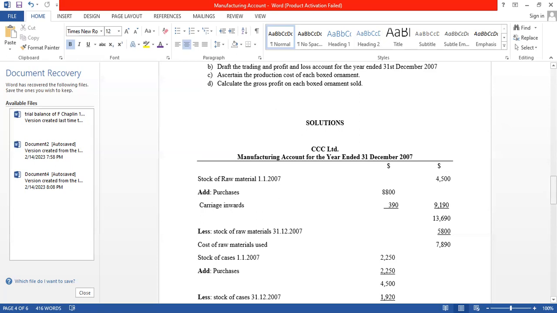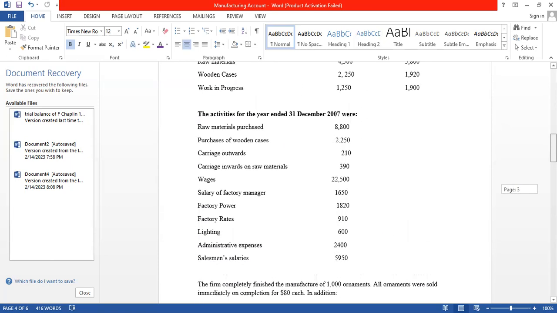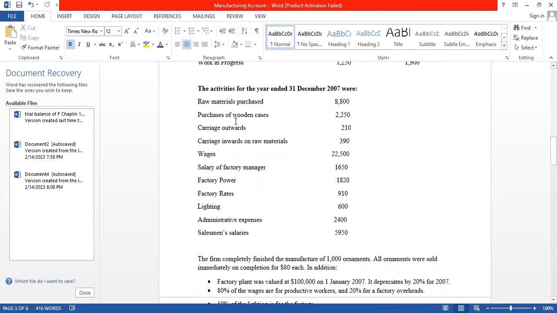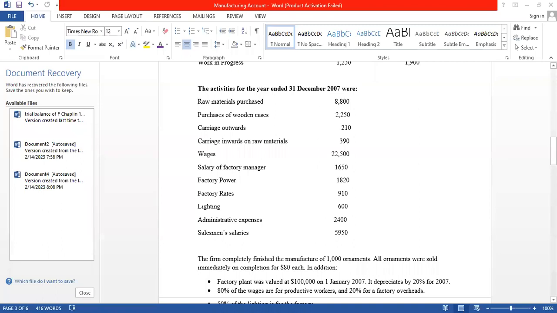So if we look back in the question, it says purchases of wooden cases. It also says carriage inwards on raw materials, and it gives you the figure. All right, so let me go ahead and screen share. Good. So let's continue then.